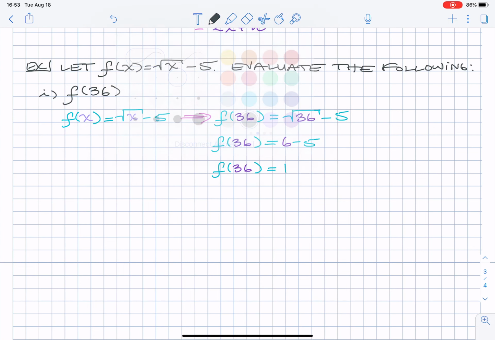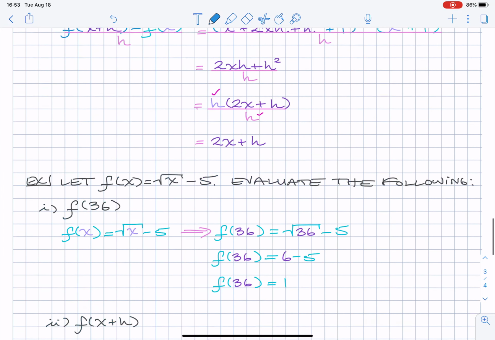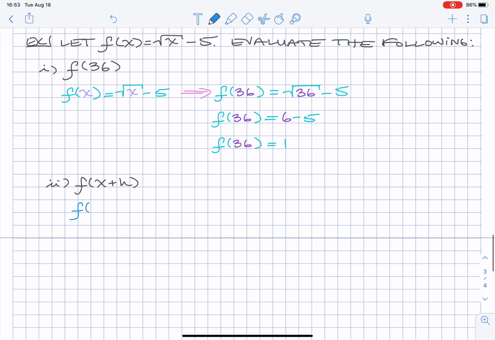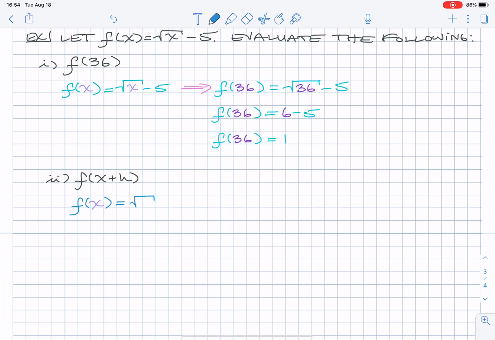Okay, so for the second guy, let's evaluate f at x plus h. Well, we know that f of x is the square root of x minus 5. So this means that f of x plus h is simply the square root of x plus h, from which we're subtracting 5, and there's nothing more we can do. There's no more simplification.